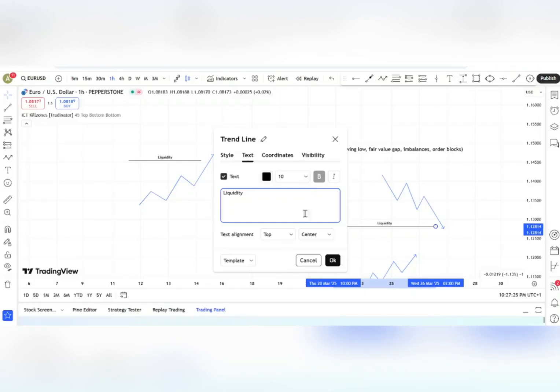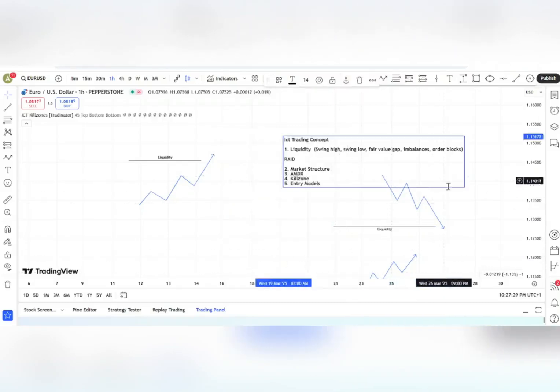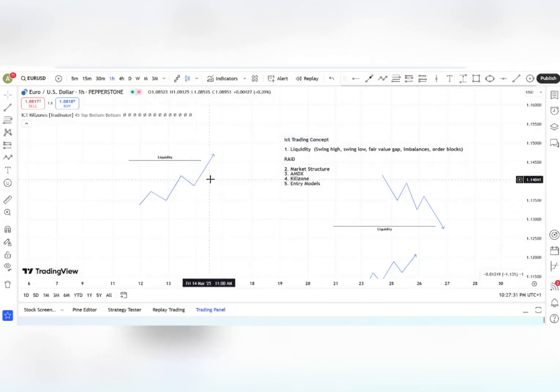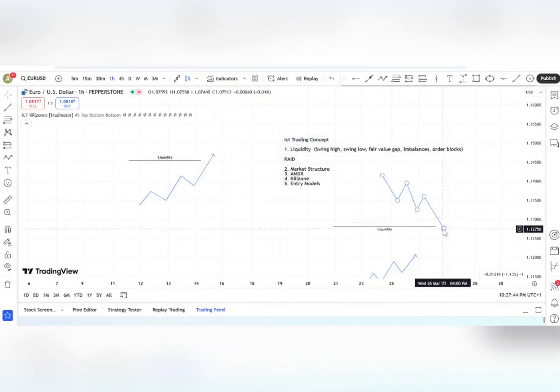ICT frames that market price will move from liquidity to liquidity. If the market is buying, it is heading to liquidity, and after taking that liquidity, it will go for the next liquidity, then go for the opposite, continuously. If the market is selling, it is heading for liquidity. After taking that, it will rebalance to look for the opposite liquidity, and that is how the strategy works.